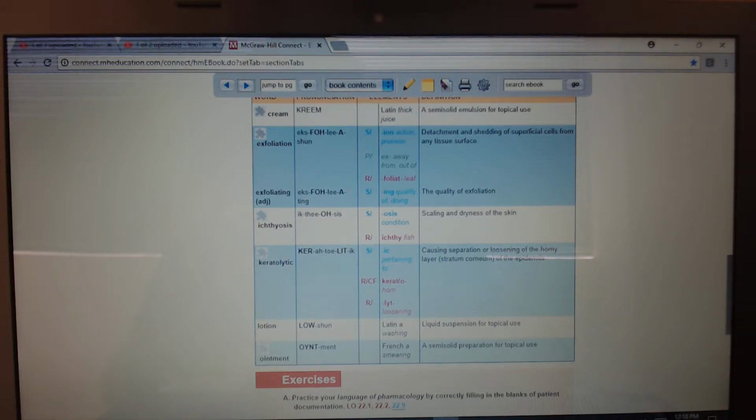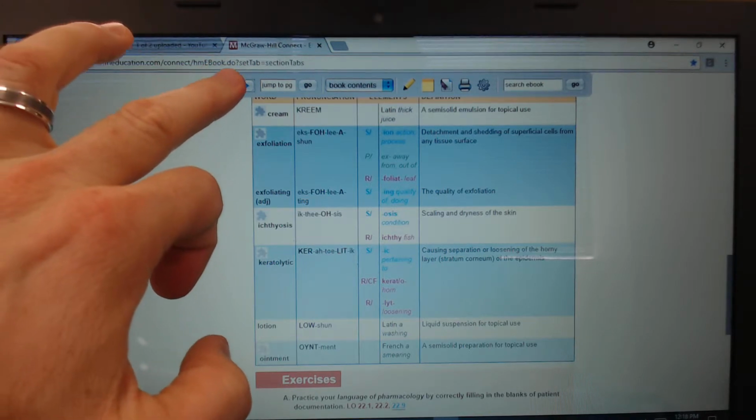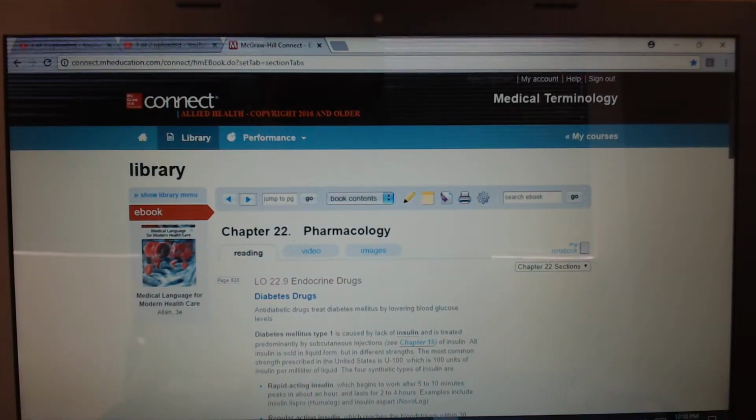Ichthyosis, ichthy is fish, scaling and dryness of the skin. Keratolytic, kerato means horn, lytic means loosening, causing separation or loosening of the horny layer, the stratum corneum of the epidermis. Lotion is Latin for a washing, a liquid suspension for topical use. Ointment is French for smearing, a semi-solid preparation for topical use. Endocrine drugs.